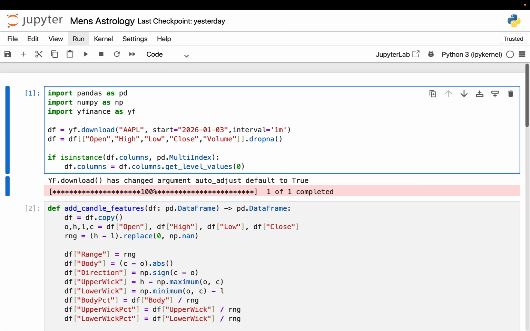Testing candlestick patterns on daily candles is already questionable. Most candlestick logic is supposed to describe short-term order flow, not multi-day macro moves. So here I use 1 minute data. If candlestick patterns have any real microstructure edge, this is where it should appear.